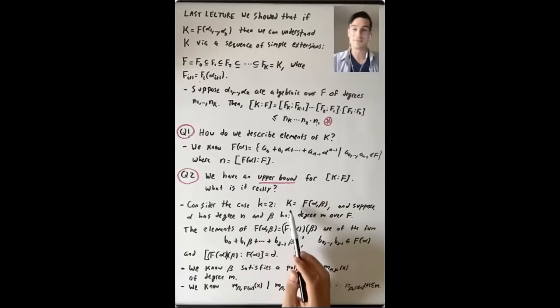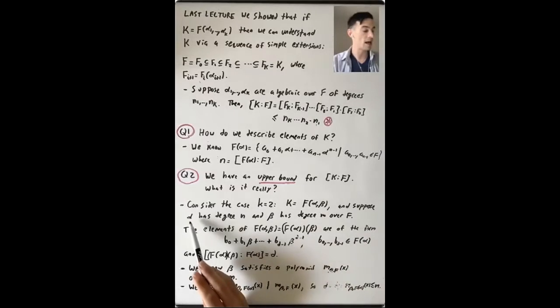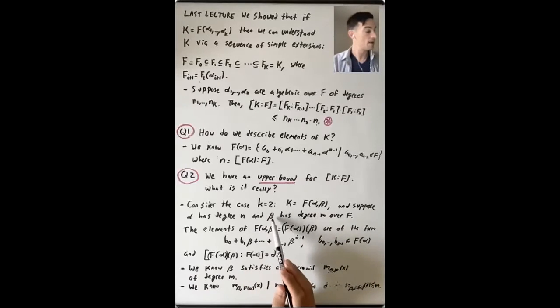So in this case, we can simplify the notation. We'll say that instead of having alpha 1 and alpha 2, we'll have two elements alpha and beta that are algebraic over F. So K is going to be the field generated over F by alpha and beta. And we're going to suppose that alpha has degree n over F, so the minimal polynomial of alpha over F has degree n, and beta has degree m over F.